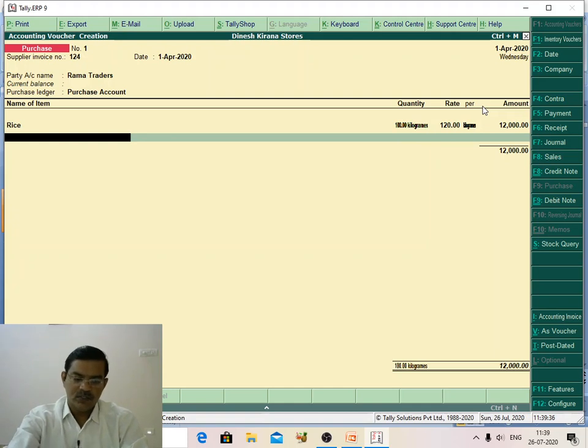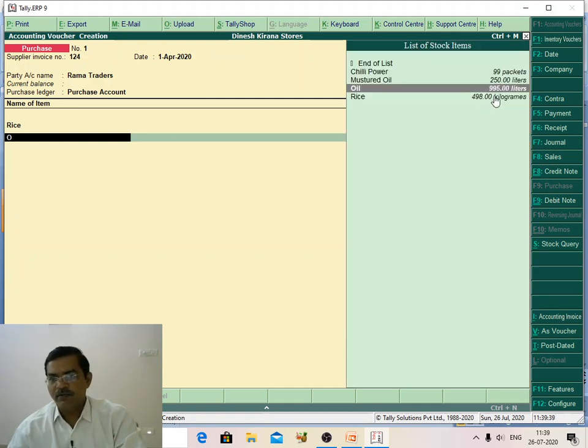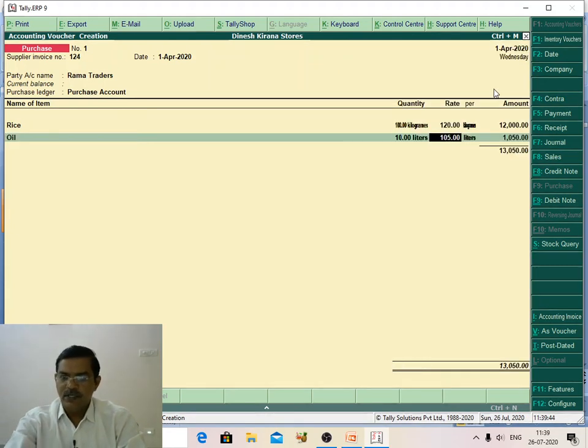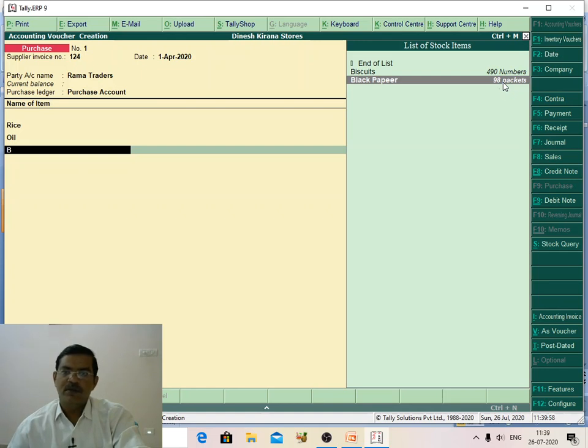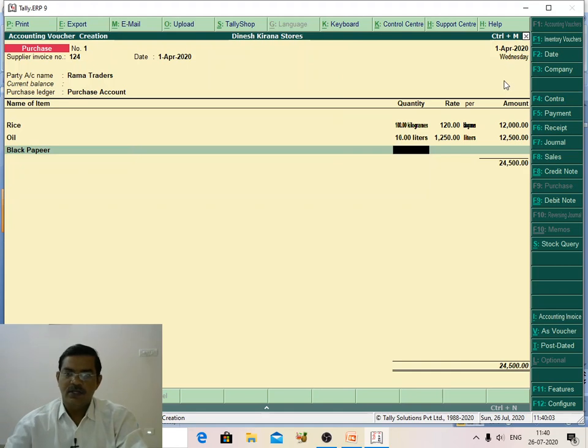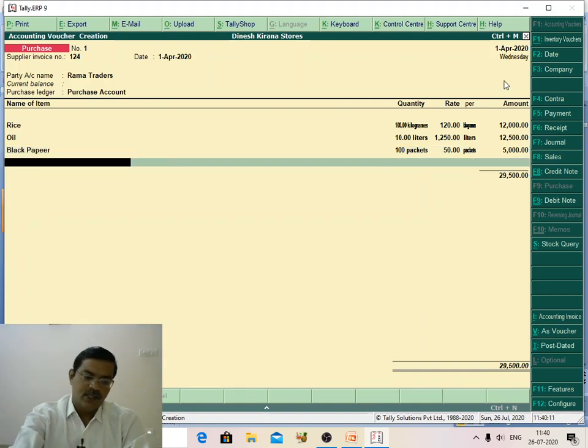Next he wants to buy some oil packets. The oil packets available are 995. Again he wants to buy 10 oil packets. Each costs 150 rupees. And biscuits: earlier 100 packets were there, 2 packets were sold to Sunil, and the remaining packets are 198. Now he wants to buy some packets from Ramarao Traders. The earlier price was different; now you can give the price as 50 rupees. And chili powder.